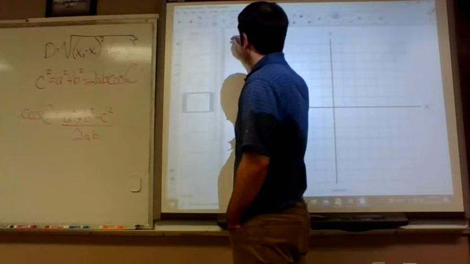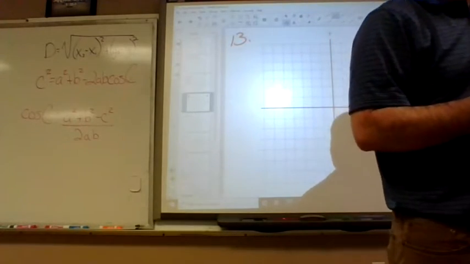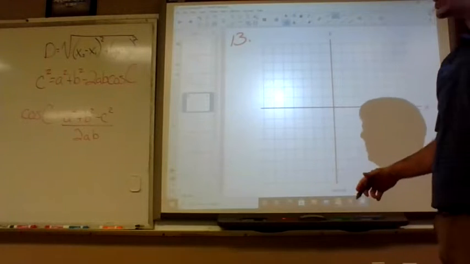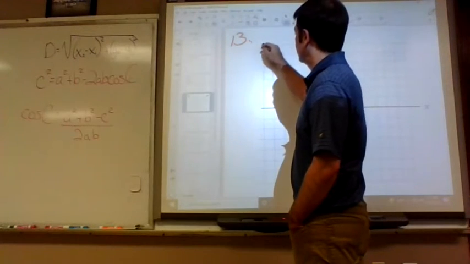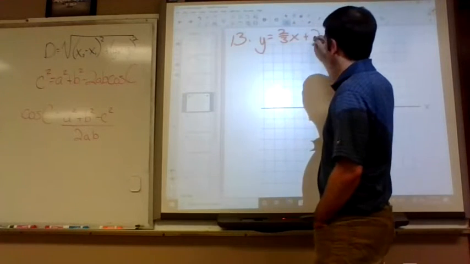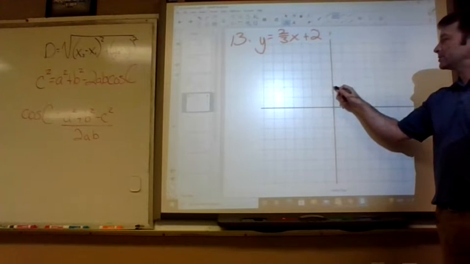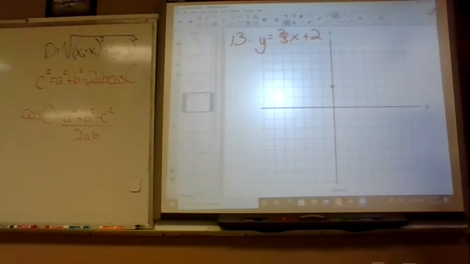Okay. So number 12 is the only one that looks like that. Number 13 looks more normal: y equals 2/3 x plus 2. So where do I start the graph at? 2 on the y-axis. So right there. Repetition is key.